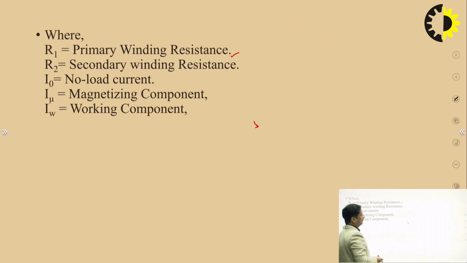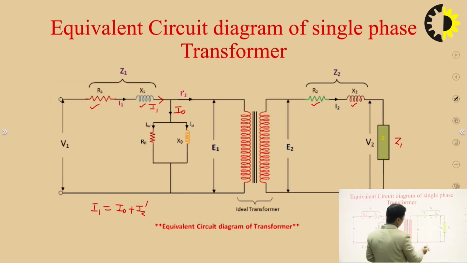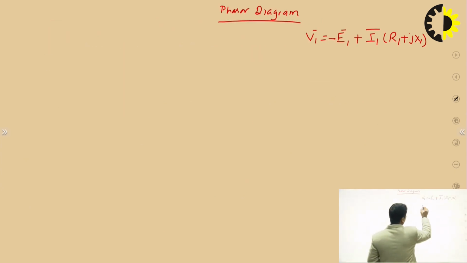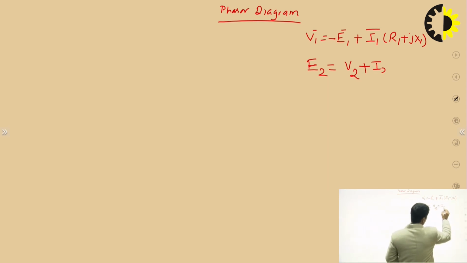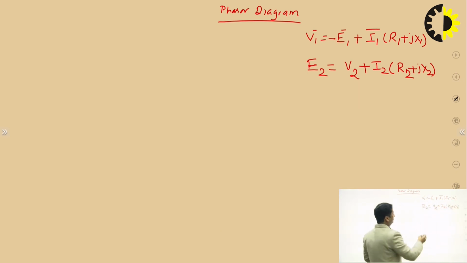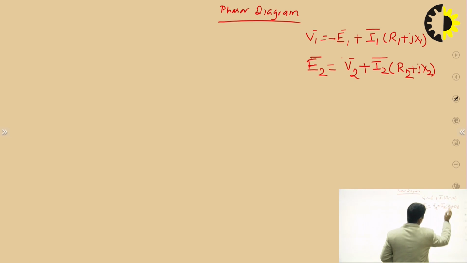Next, write the secondary side equation. Again, E2 is the voltage across this winding, and V2 is the terminal voltage or the load voltage. So E2 must be equal to V2 plus the current I2 into R2 plus jX2. This is the voltage equation of the secondary side, or load side.